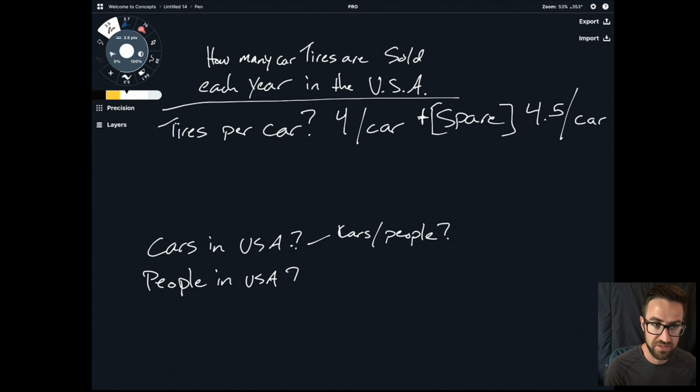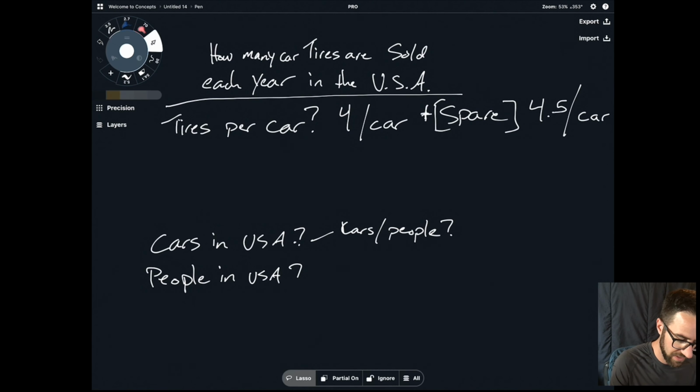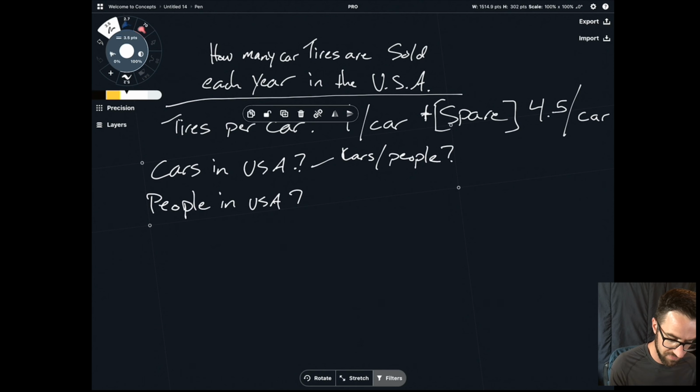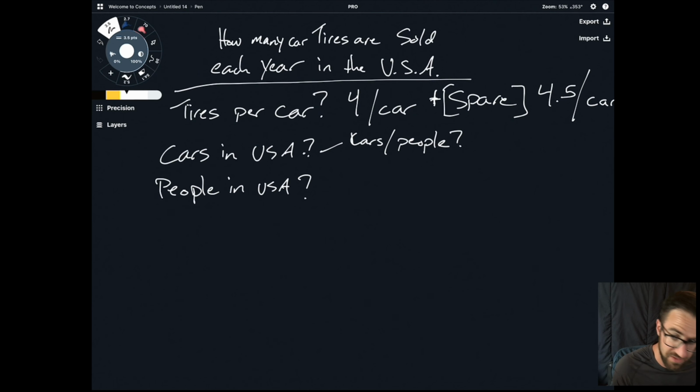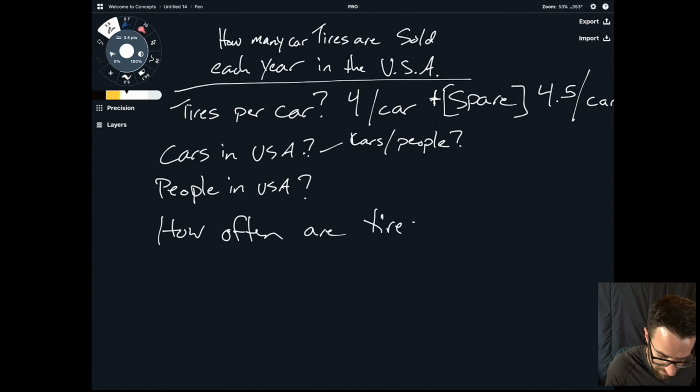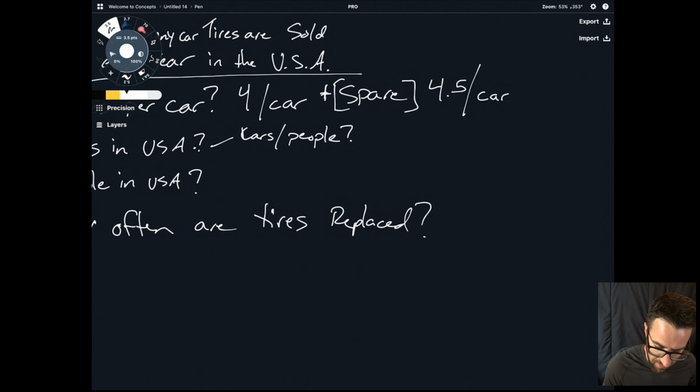So we want to know something about tires that are purchased for existing vehicles. Okay, so we can put that here. In fact, I'm going to put that down here. I like where this was before. Okay, and again, this is really free form because we're thinking through it and getting some intuition around these types of questions. Okay, so we want people in the USA. Another question I have is, how often are tires replaced? Right? And we're going to say about 20,000 miles.